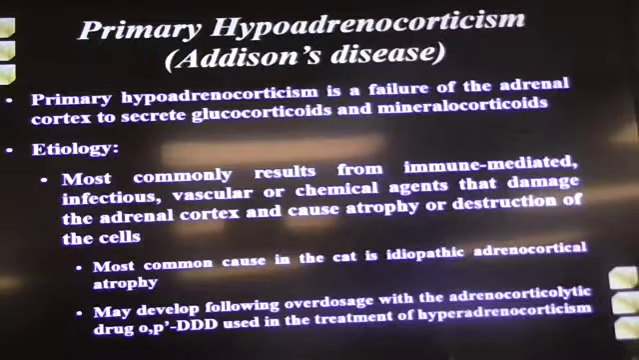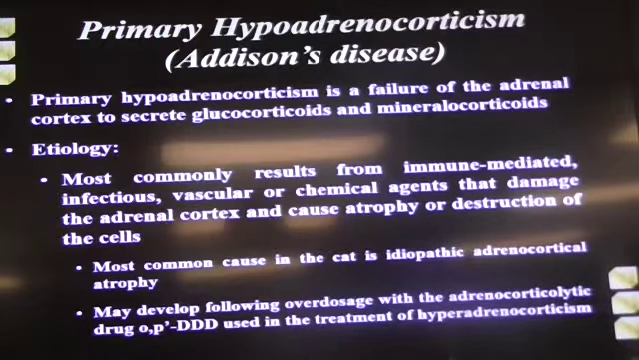Most common cause in cats is idiopathic. Is that surprising? What's idiopathic mean? You don't know. It says idiopathic adrenocortical atrophy. And one common cause of hyperadrenocorticism in cats is idiopathic adrenal hyperplasia. It can develop following overdosage with the adrenocorticolytic drug o,p'-DDD, which is used in the treatment of hyperadrenocorticism. In other words, with hyperthyroidism, sometimes you give drugs to destroy the thyroid cells.